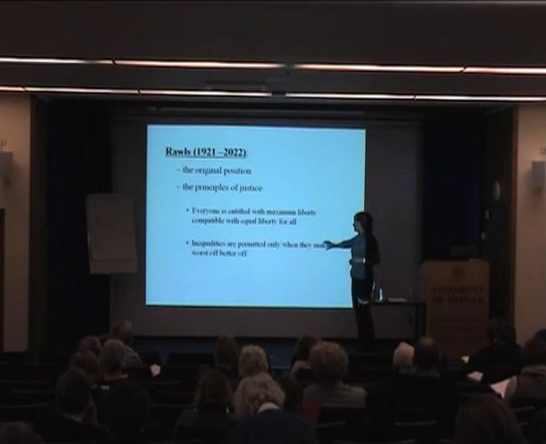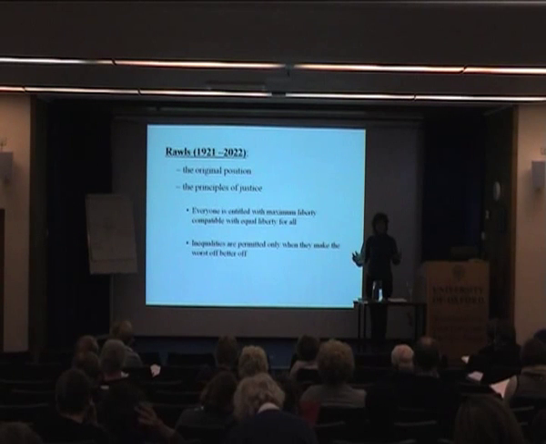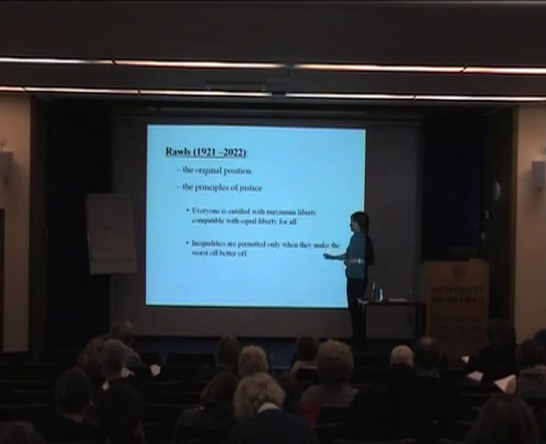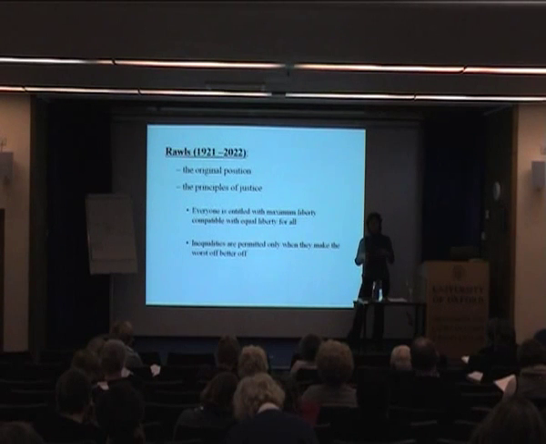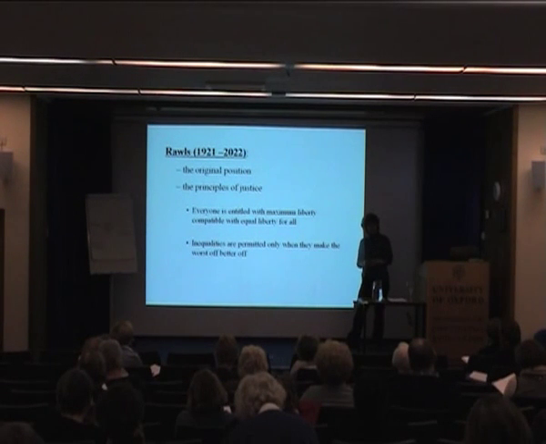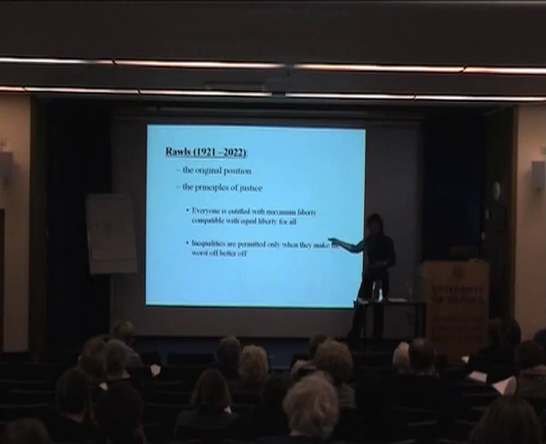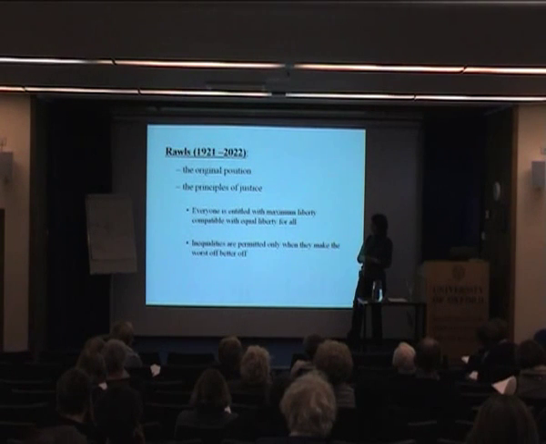And you could say we want equality. Things should be distributed equally. But if you do that, you're not taking into account the fact that we're not given an equal distribution to start with, are we? If I'm ill, I possibly need more goods than you need because you're fit. So he says that inequalities are permitted, but only when they make the worse off better off. Okay, so those are the two principles of justice.